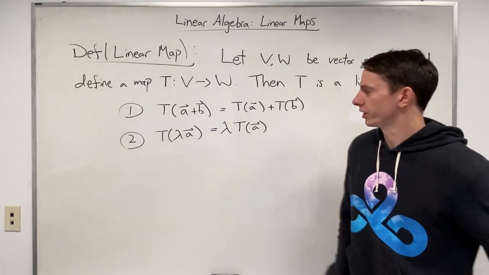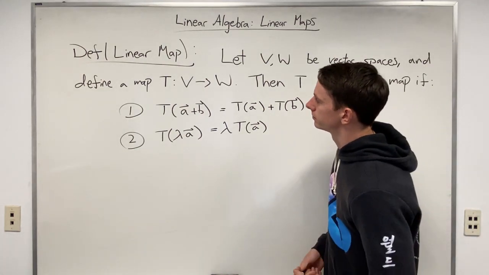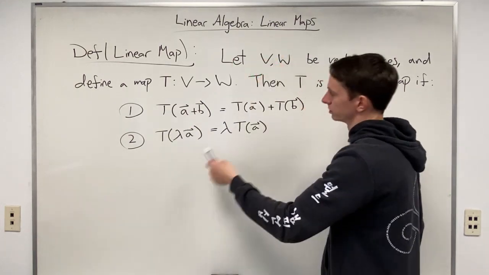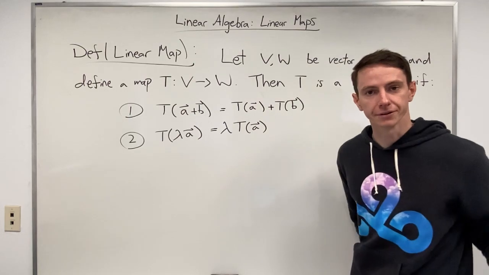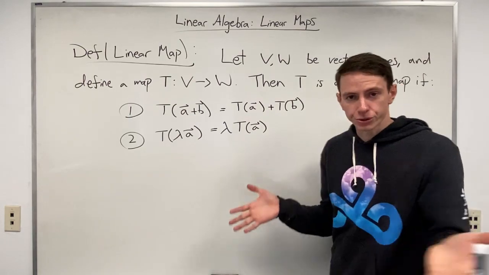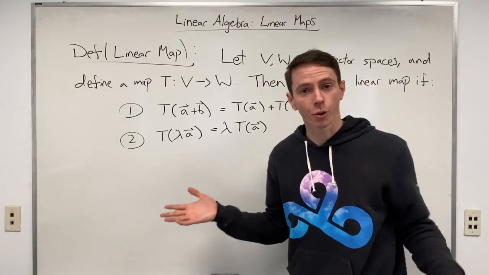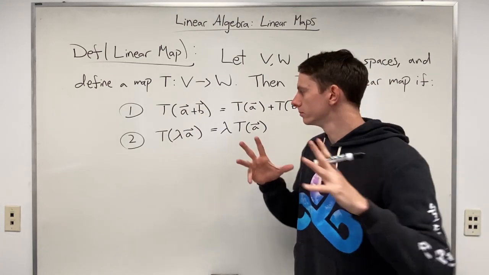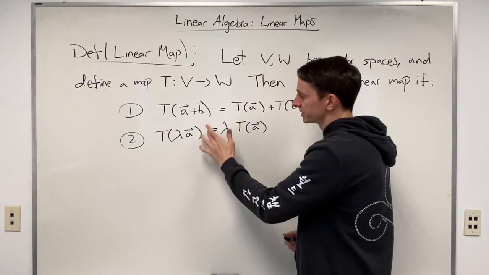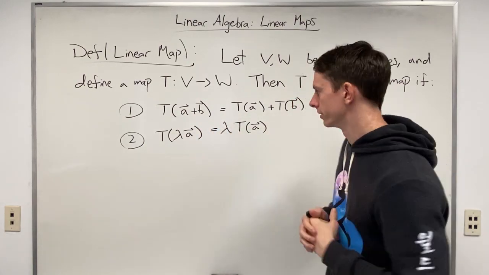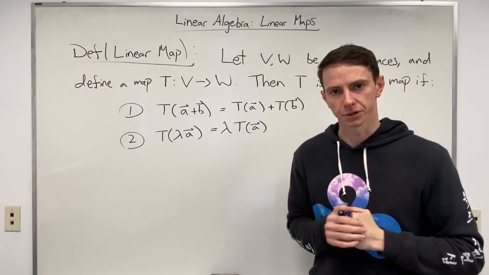We can read them out: T of A plus B equals T of A plus T of B, and T of lambda A equals lambda times T of A. These are the two properties required for a linear map, but I want to make sure we understand why we want these specific properties and why we're interested in them.